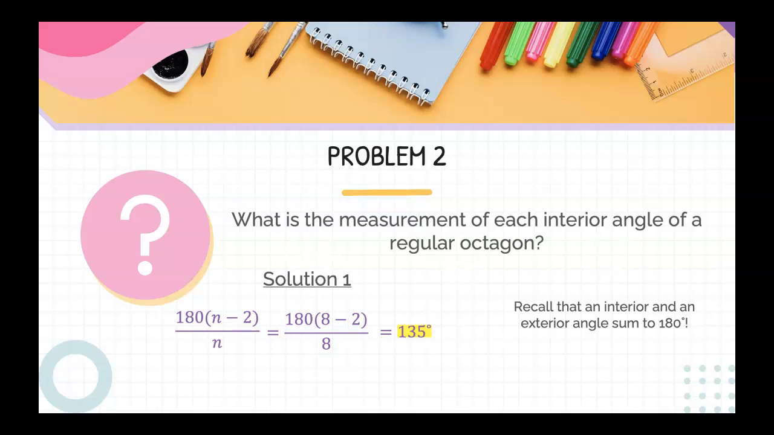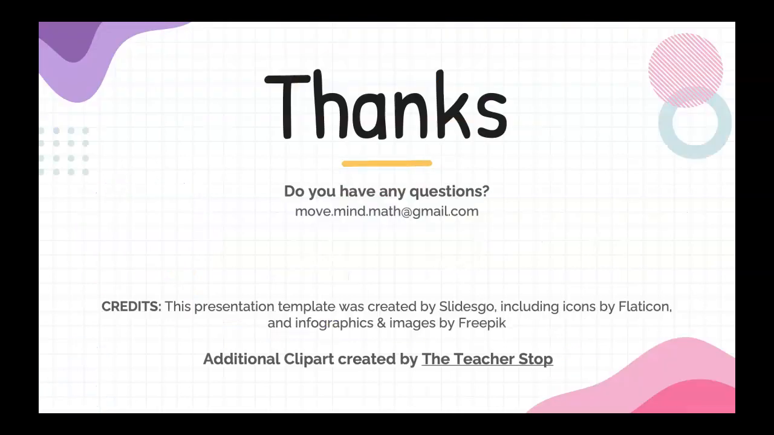Solution 2, I call this the sneaky shortcut way. You have to think about an interior and exterior angle summing to 180 degrees. Because the exterior angle is simpler formula-wise, you can do 360 divided by 8 and just subtract that from 180. So we have 180 minus 45 and get 135. Either method works, but sometimes solution 2 is a lot trickier and quicker.